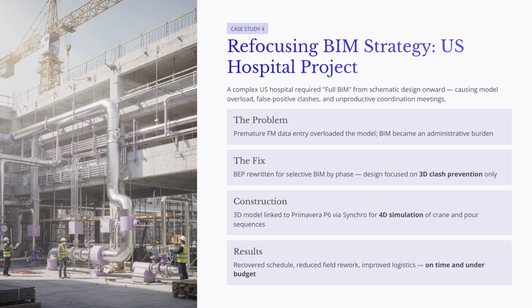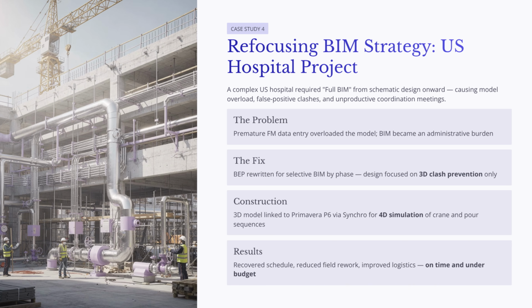As a result, the model became slow and difficult to use, clash detection produced false positive clashes, and coordination meetings became less productive. Instead of solving real spatial conflicts, the team spent too much time discussing data entry responsibilities. The general contractor's BIM director then changed the strategy. The BIM execution plan was rewritten to separate BIM uses by phase.